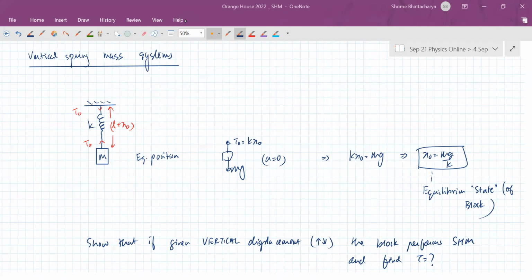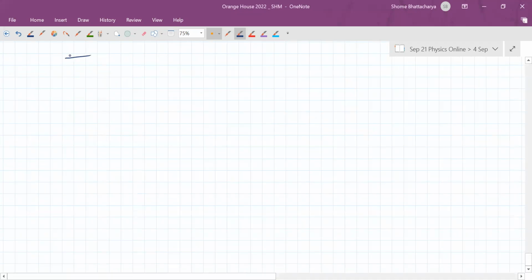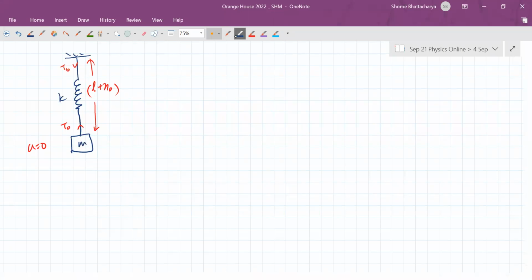Okay, now see, what we have to understand is that from this equilibrium state, the other thing we have to understand is, since we are talking about vertical displacement, we will take a different variable. Okay. So when this is at the equilibrium state, the acceleration is 0. That we've already understood. Now from this equilibrium state, we will take this as our y equal to 0 position.